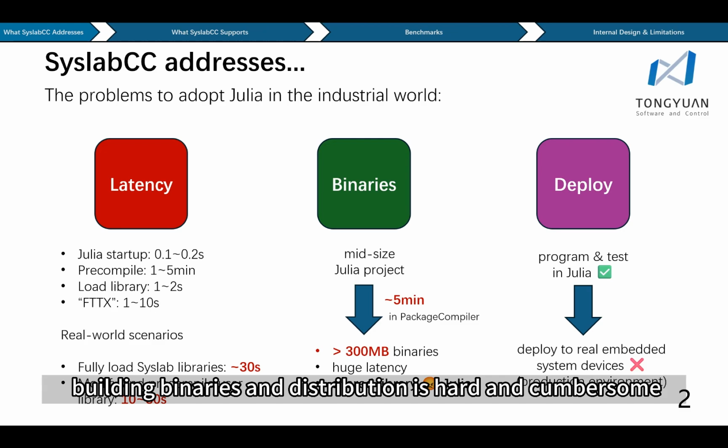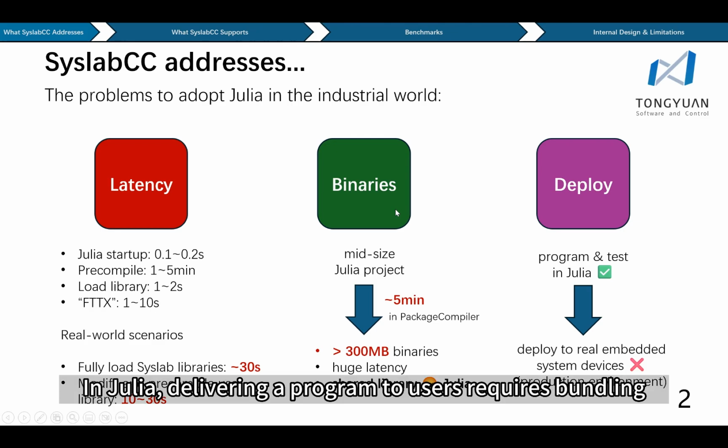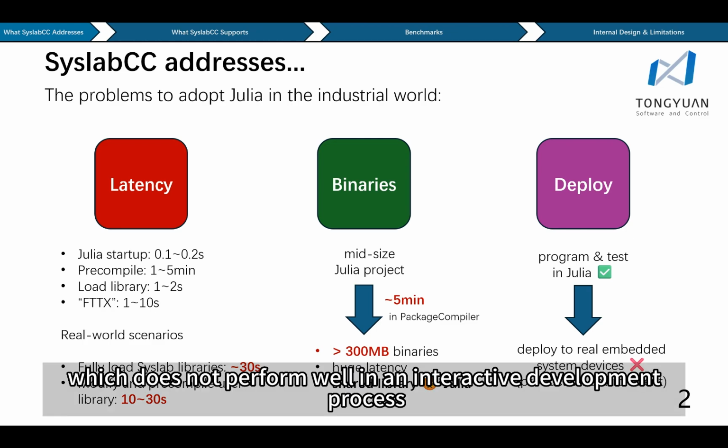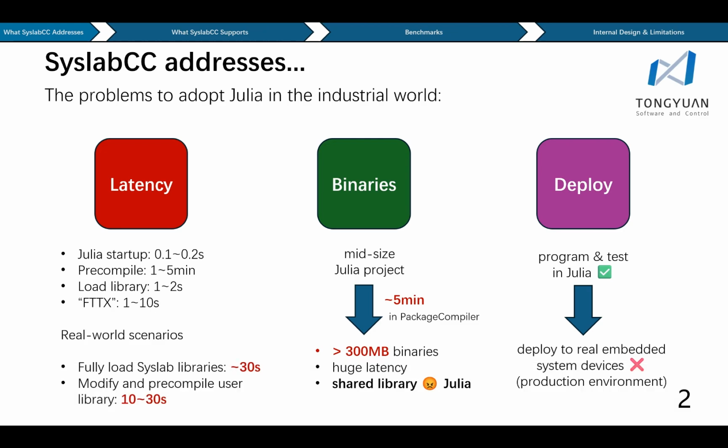Next, building binaries and distributions is hard and cumbersome. In Julia, delivering a program to users requires bundling the whole Julia runtime, which is a huge one. And you can do this with PackageCompiler.jl, but the output binaries are just so big, and the building process is quite slow, which does not perform well in an iterative development process.